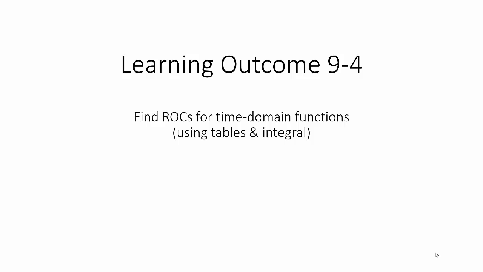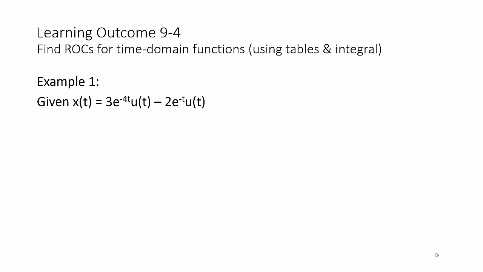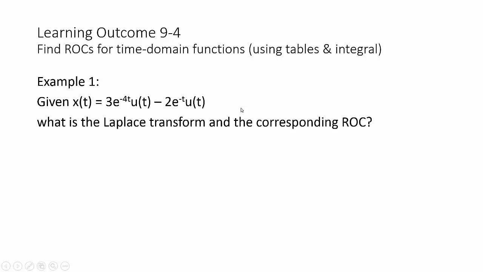Learning Outcome 9.4. Find regions of convergence for time domain functions using tables and integrals. We're going to look at an example. x(t) is 3e^(-4t)u(t) minus 2e^(-t)u(t). We want to determine the Laplace transform for this function and the corresponding region of convergence.